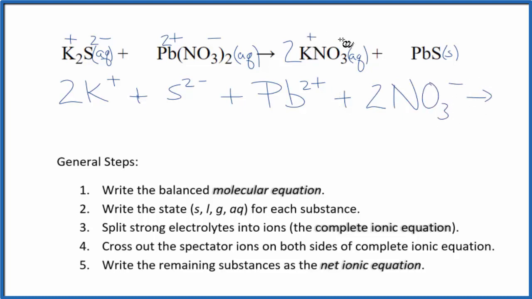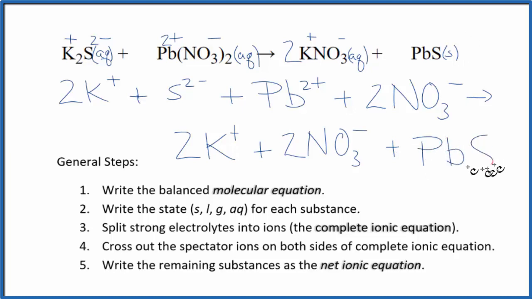For the products, we have, again, 2 potassium ions plus 2 nitrate ions. And then for the lead(II) sulfide, it's a solid. We don't split that up. We just write PbS. This is the complete ionic equation.